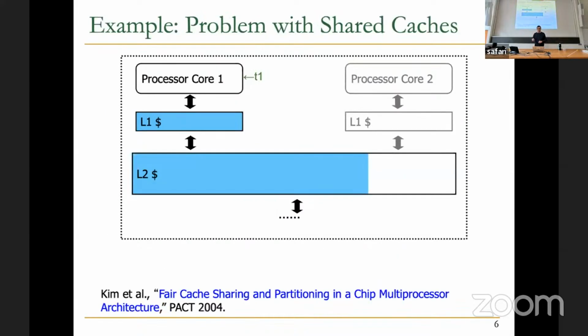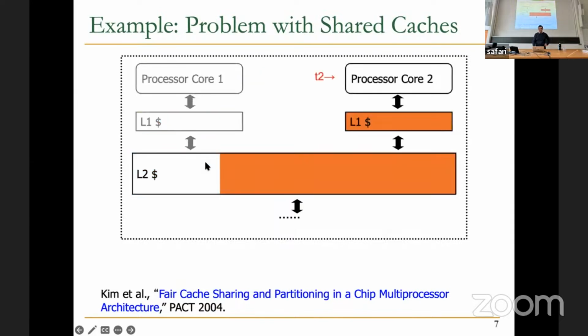Let me give you an example with caches. This is actually from a paper from 2004 that looks at how to do fair cache sharing and partitioning in multiprocessor architecture. There are more papers on this topic that we may cover if we get to it. But this happens in any resources in the end. So if you look over here, there's a blue thread. If it's running alone, it's using its L1 cache and a portion of the L2 cache. And then there's an orange thread. If it's running alone, it's using some amount of L1 cache and L2 cache.